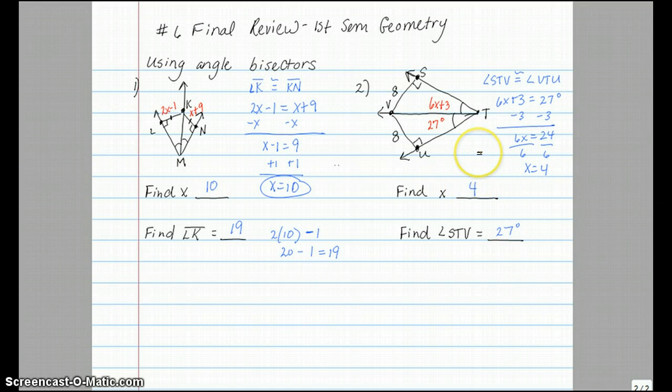Now, we know that STV has to equal 27 because the two angles are congruent. However, let's just make sure that the x value is correct. So we substitute it into the x position. 6 times 4 is 24, plus 3 is 27 degrees. And now we're going to move on to perpendicular bisectors.